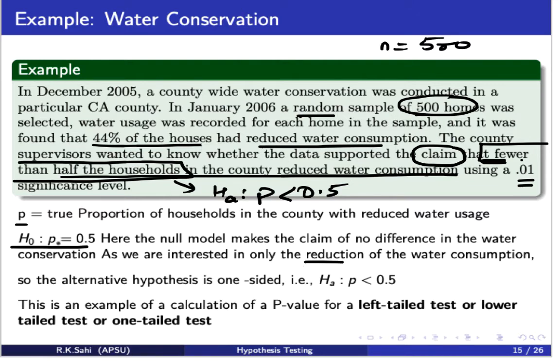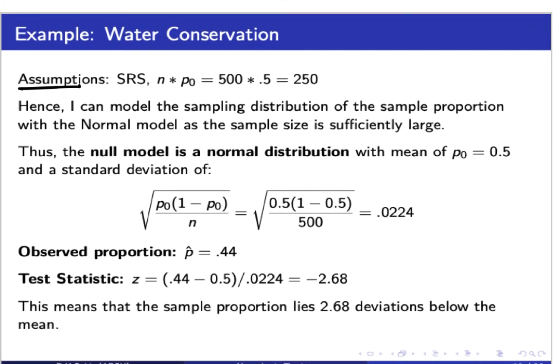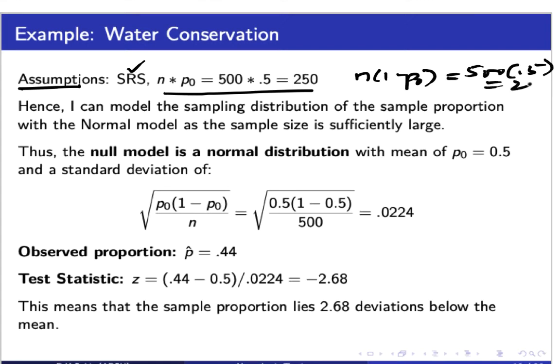Now, clearly, when you see these two, the null and the alternative hypothesis, the moment you look at the less than symbol, it tells you it's a left tail test, or a lower tail test, or a one tail test. Keep that in mind, okay? Now, are the assumptions met? The first assumption, yes, it is a simple random sample. That has been met. There it is. N times p0 is 250, and n times (1 minus p0), where n is 500 and 1 minus p0 is again 0.5, is 250.